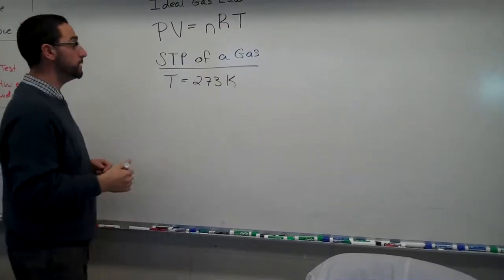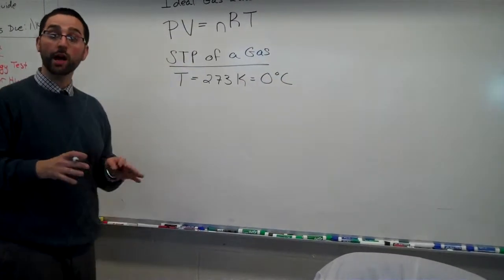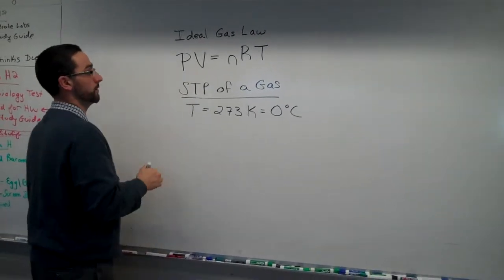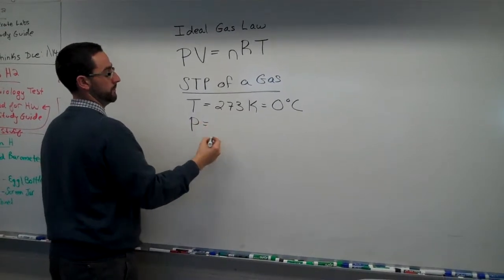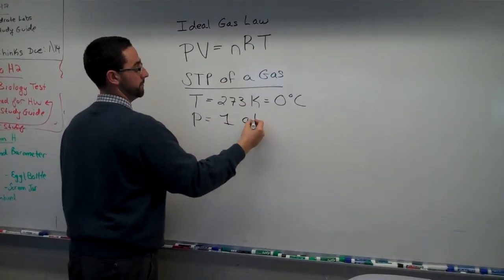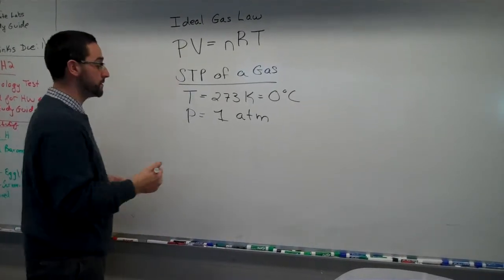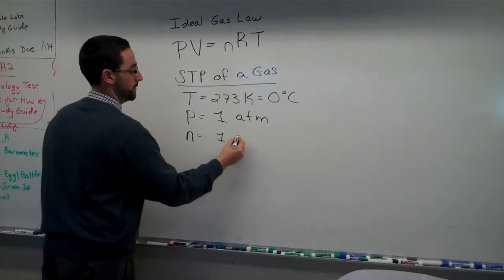Okay, that's also equal to 0 degrees Celsius. So we don't have a lot of movement with particles at that temperature. That's why we use it. Okay, and our standard pressure is 1 atm. We make the numbers really easy here for moles. We use 1 mole of any gas.